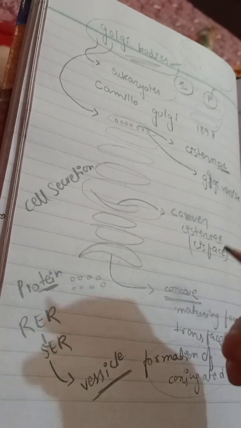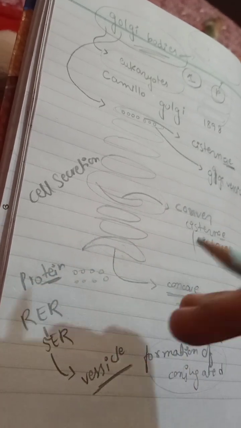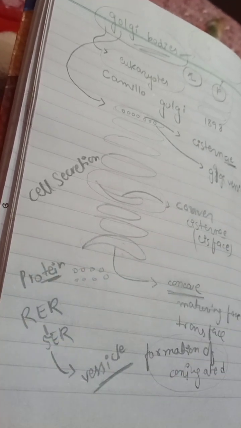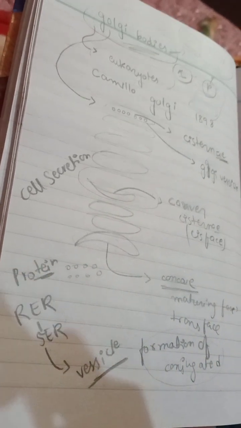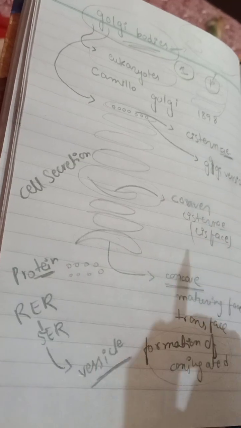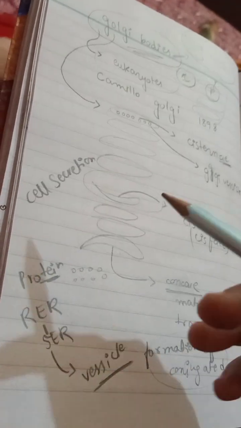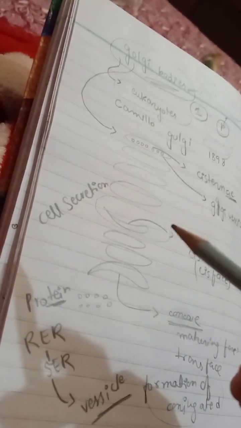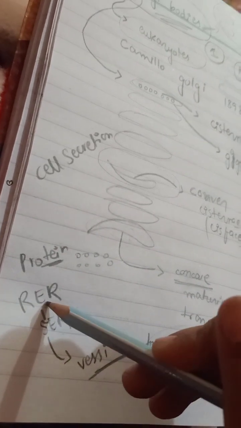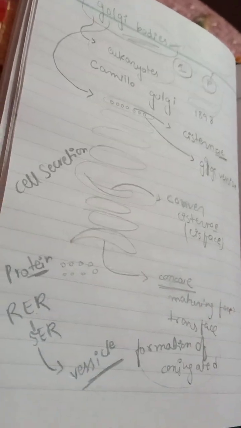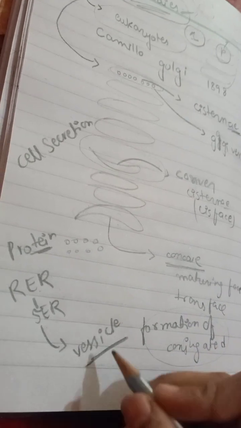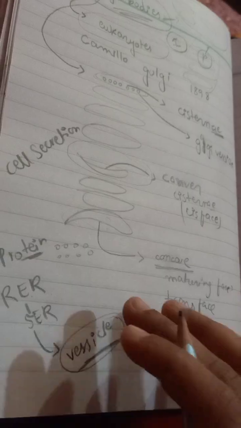The cell secretion can be protein, hormone, and many other things. So these are all secretions. The Golgi body collects protein from the rough endoplasmic reticulum through the smooth endoplasmic reticulum, and they export or modify the product in the form of vesicles.